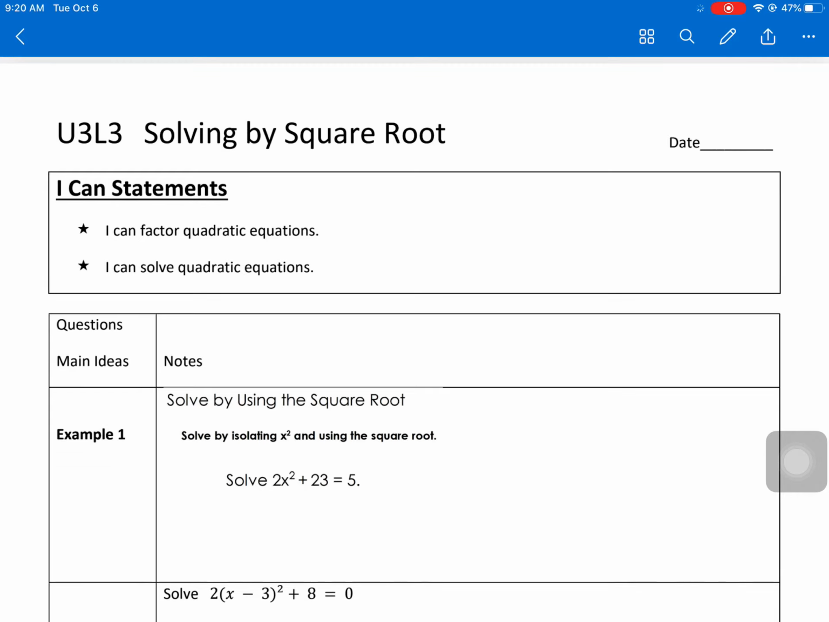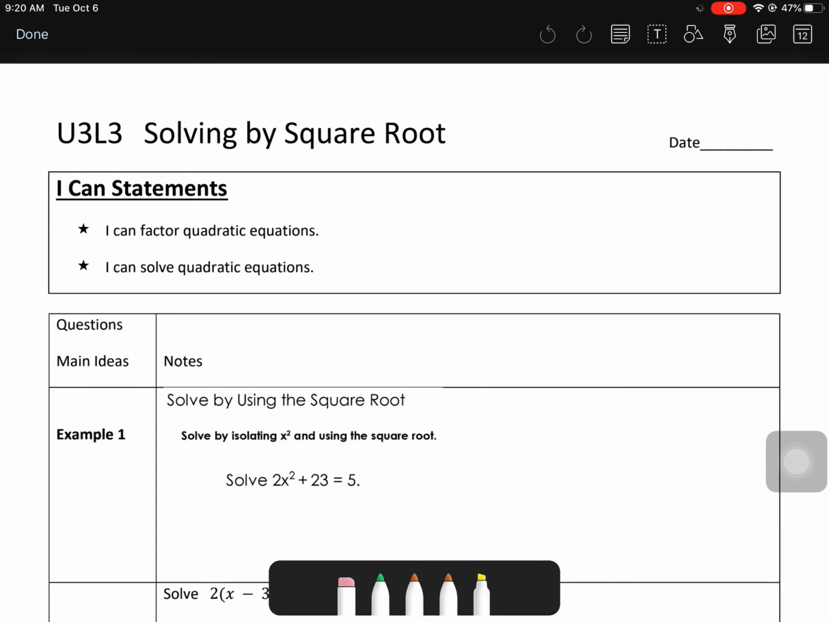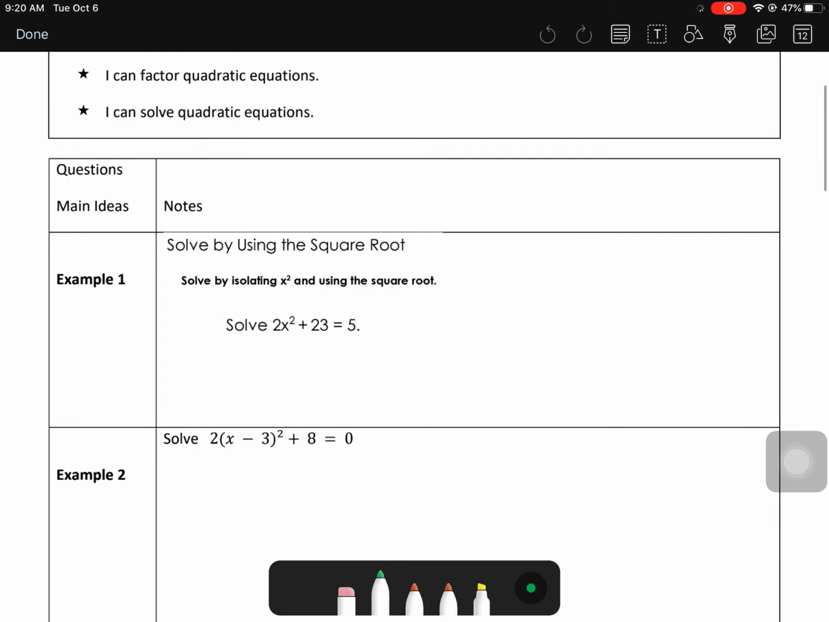In this lesson, we are solving quadratic equations by using square roots. The biggest thing to remember is that you need to make sure to get the x squared by itself, which we call isolating the variable. So in our first problem, we want to get the x squared alone. So what we're going to do is subtract 23 from both sides.